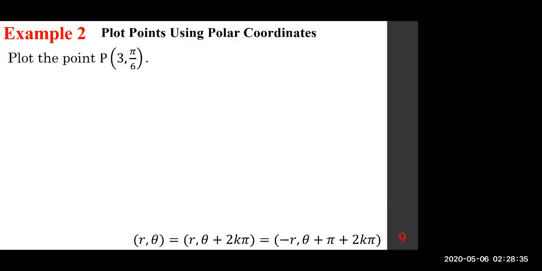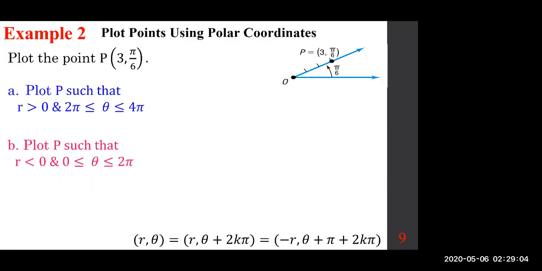So first and foremost, we draw pi over 6. That was in the first quadrant. And we go with 3 tick marks up. So that's very straightforward. That's the graph, and I hope it makes sense to everybody. Very straightforward, very simple. Here's the next couple of questions we want to do.